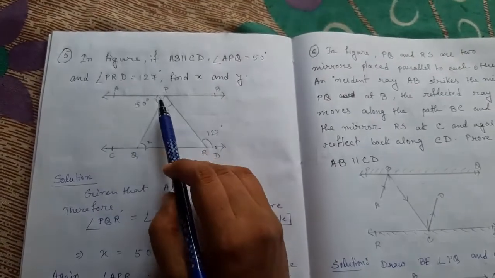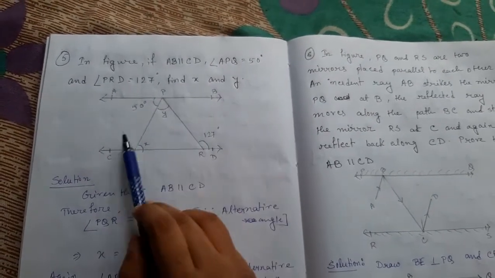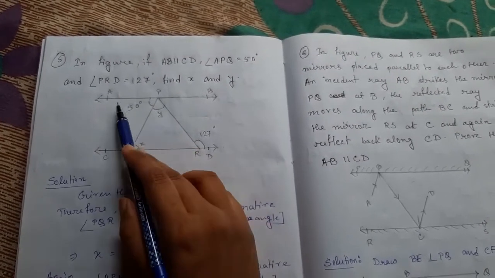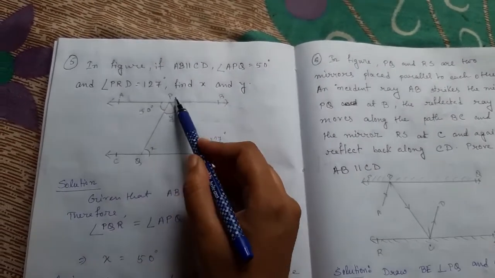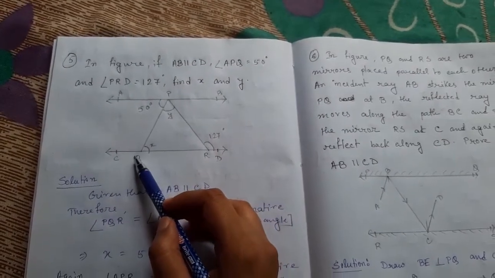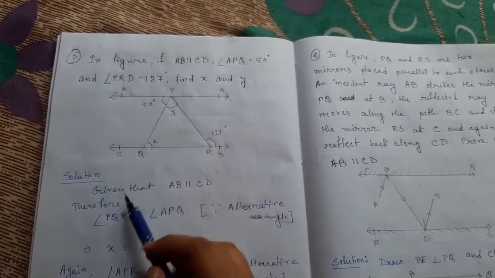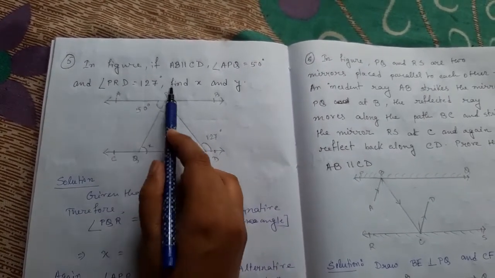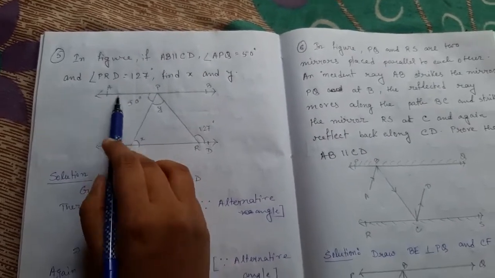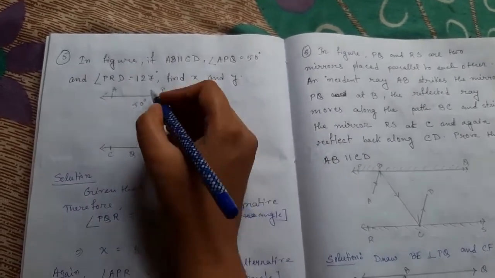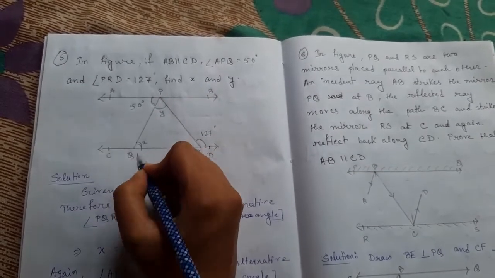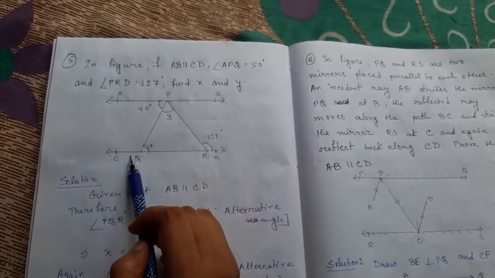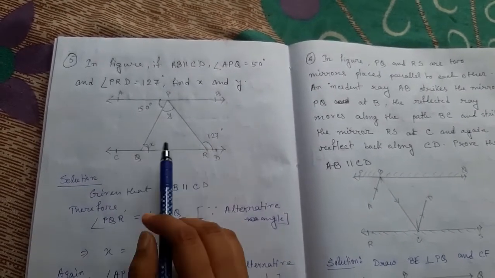Okay. Start. First of all, as you can see, AB is parallel to CD. It is given AB is parallel to CD. So you can consider AB is parallel to CD and PQ is the transversal. That means angle PQR is equal to angle APQ, alternate angles. This is a parallel line and this is a transversal, so this angle is equal to this angle because they are alternate angles. If APQ is 50 degree, PQR is also 50 degree.